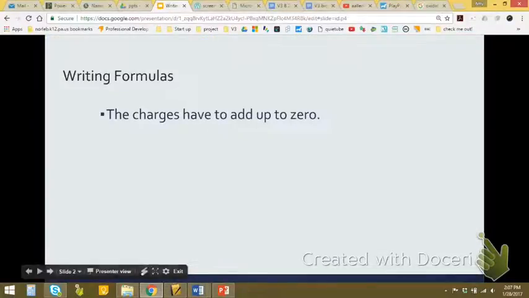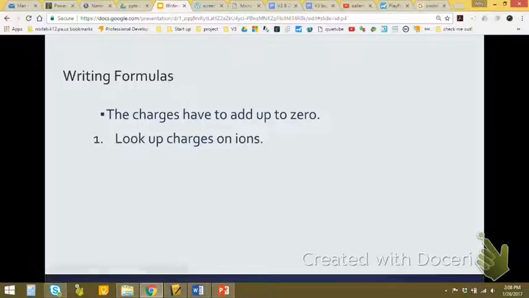Remember when you write a formula that the charges in the formula have to add up to 0. So what do we mean by actually writing formulas? What I mean is taking the name of the compound, such as magnesium sulfide, and coming up with the element symbols from the periodic table and how many of each atom you would find in that compound. Remember that these ratios are constant. They're always found in the same ratio for each compound.